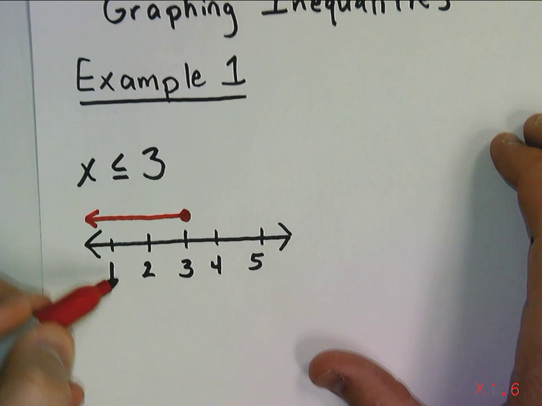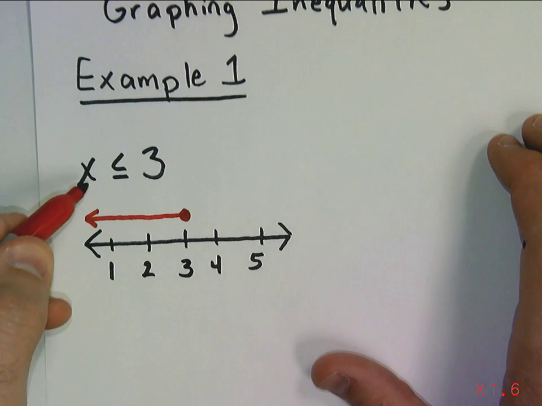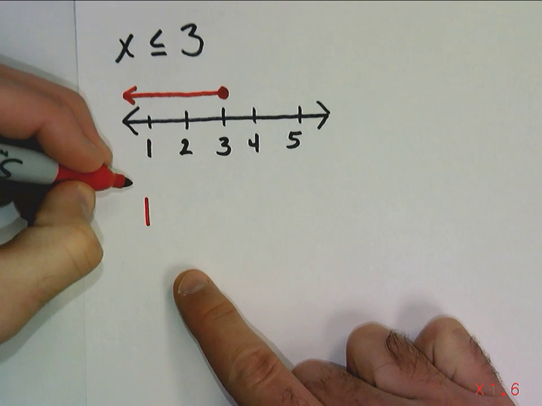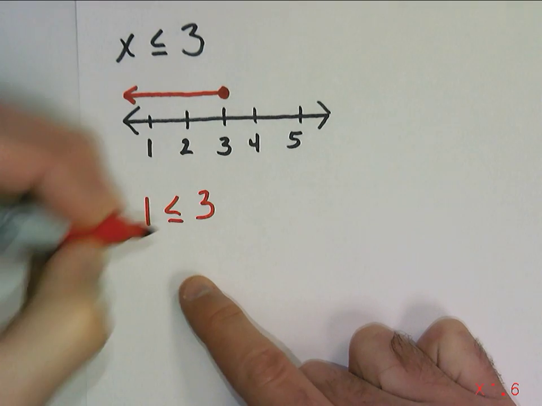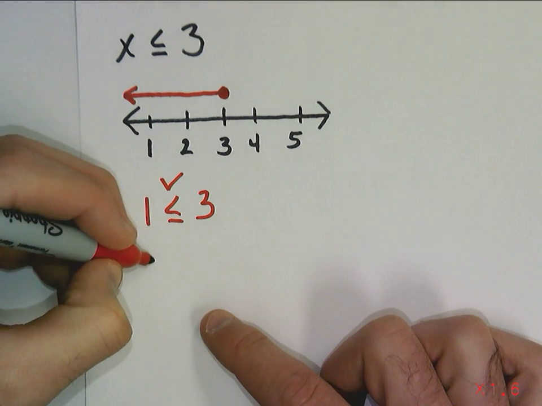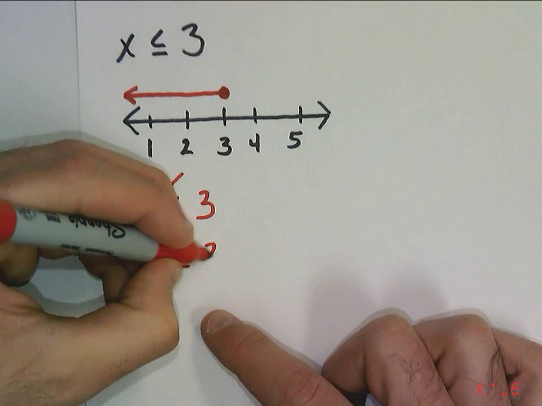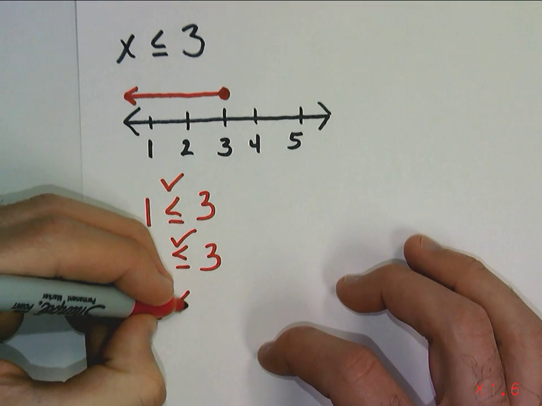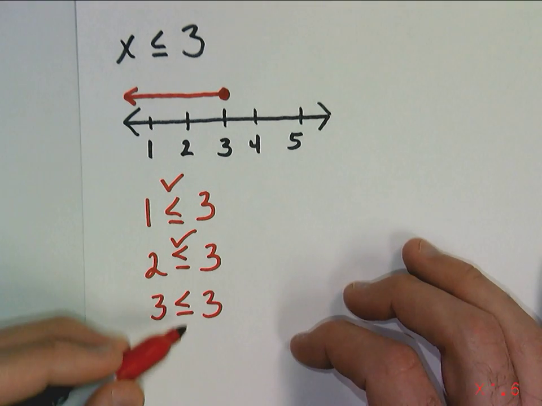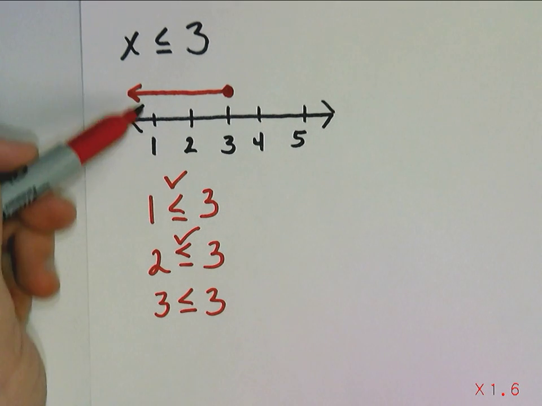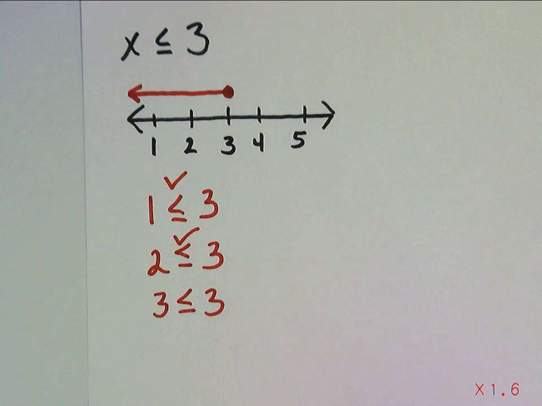And like I said, you can substitute some of these numbers in for x to see if it works. So if I put, let's say, 1 in there, is 1 less than or equal to 3? Yes, it is. Is 2 less than or equal to 3? Yes, it is. We could also put 3 in there this time because 3 is less than or equal to itself. So just a quick check to see if you have the correct inequality going on here. Takes a couple seconds, so I would recommend doing that.